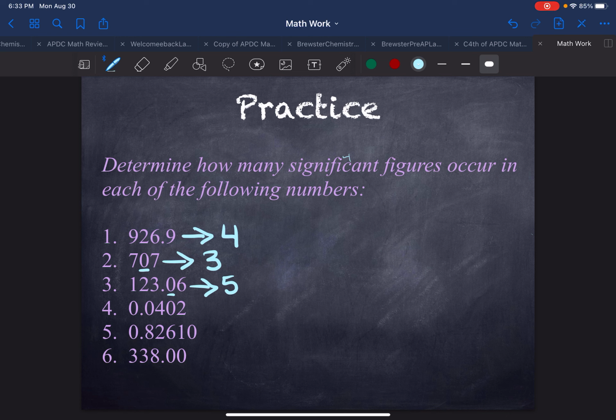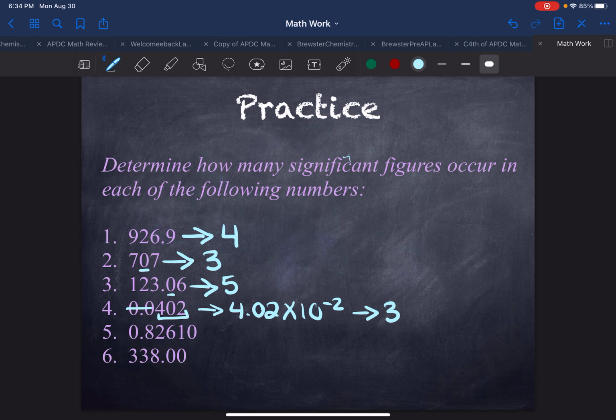Now, this time, I have this zero that is captured. But these zeros at the front, they're just placeholders. Because I can change this and make this 4.02 times 10 to the negative 2. Which is why I only have 3 significant figures.